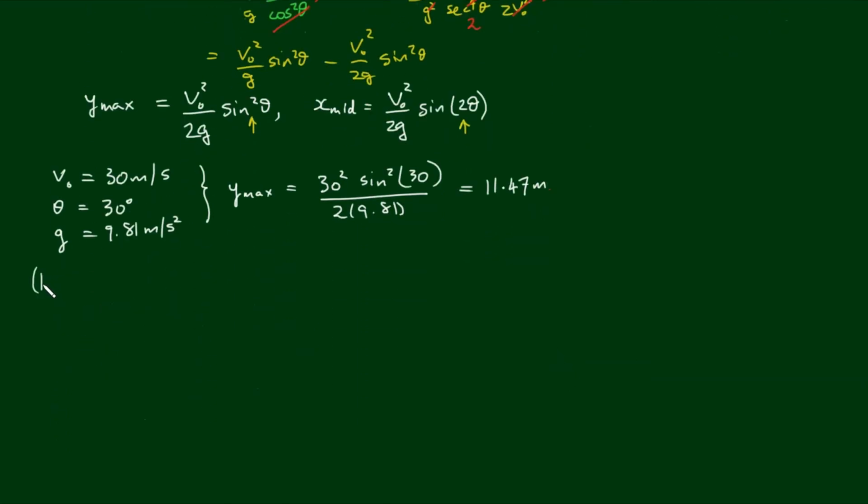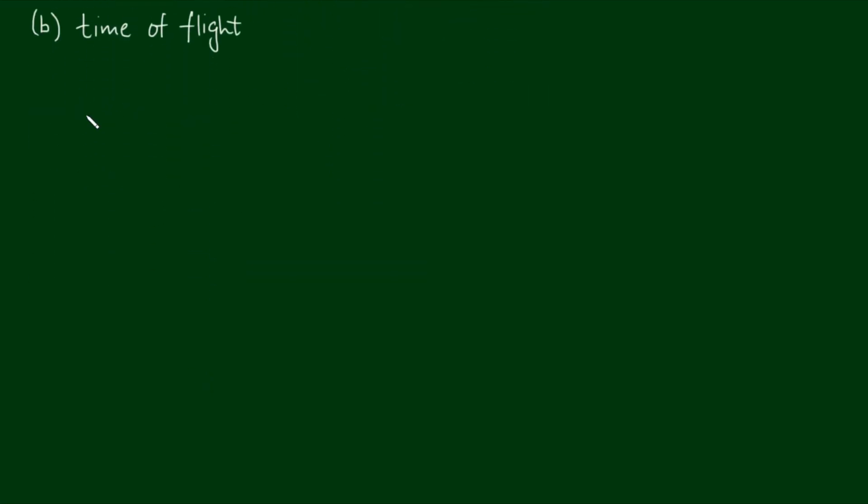Now part B of the question asks us to find the flight time. And again, I'm going to show you my preferred method, but there is more than one way of finding this answer as well. And that's because projectile motion equations are all simultaneous, so as long as you have a logical approach, you should be able to find the right answer. But we'll continue with my approach, and I'm going to draw out the trajectory again.